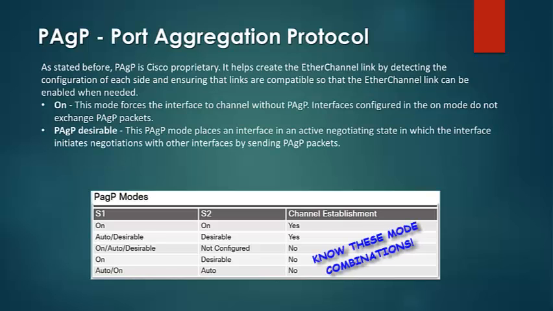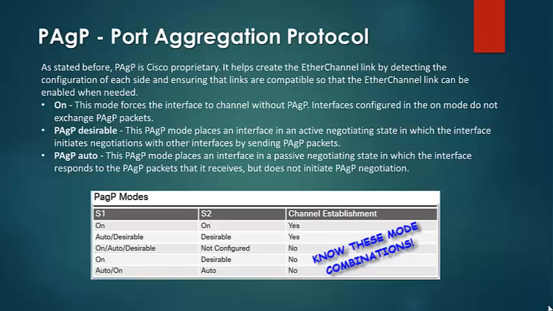PAgP desirable: this mode places the interface in an active negotiating state in which the interface initiates negotiation with other interfaces by sending out PAgP packets. PAgP auto is basically in a passive mode, and it waits for a PAgP packet that gets sent, and it says, okay, I'll form a PAgP link with you.